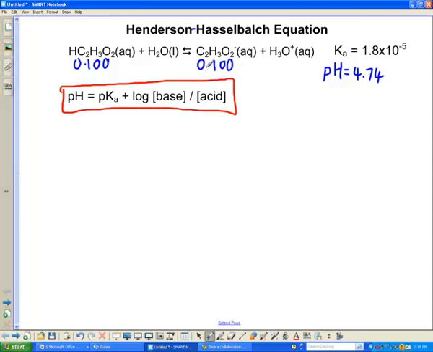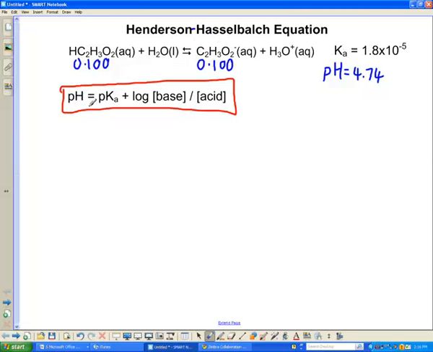The only thing is, this has to be a buffer that you're talking about, so you've got to have a weak acid and its conjugate base. So you can't have, say, this and then F minus, or this and then Br minus, or something like that. Anyway, here's all the information you need: the concentration of the acid, the concentration of the conjugate base, and the Ka. What you're looking for, of course, is the pH.